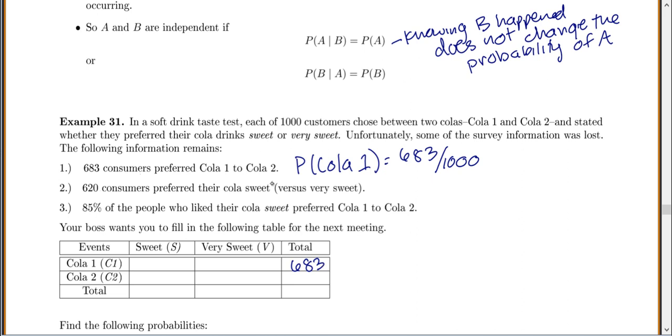620 consumers preferred their cola sweet. So the probability of sweet would be 620 out of 1,000. So the total for sweet is 620.